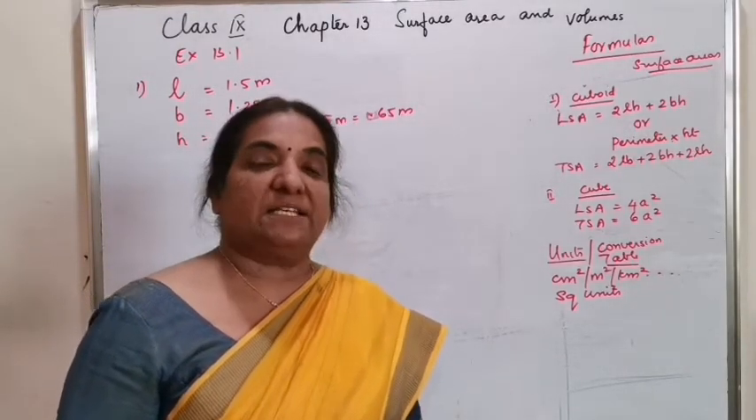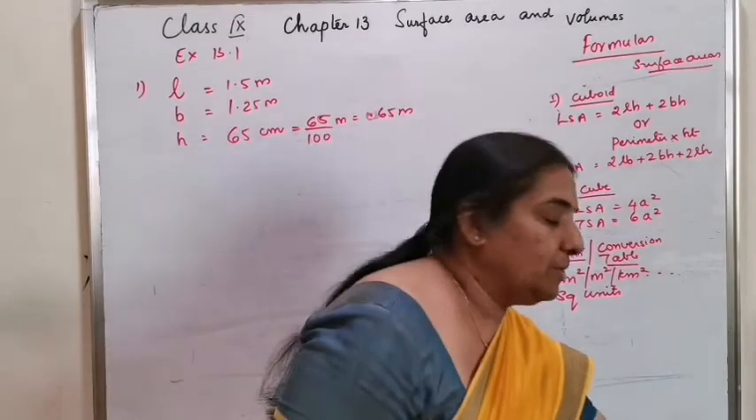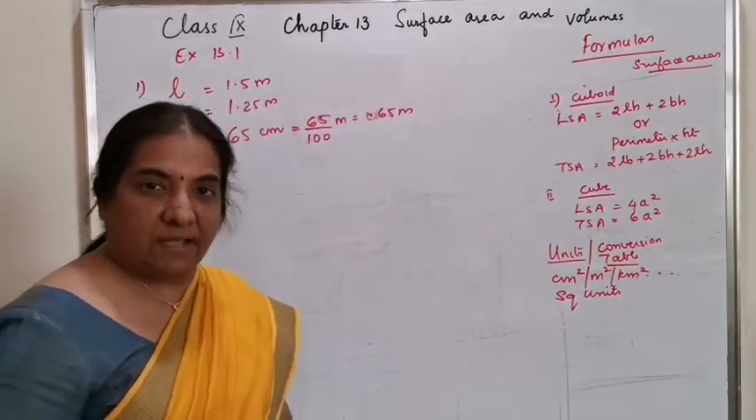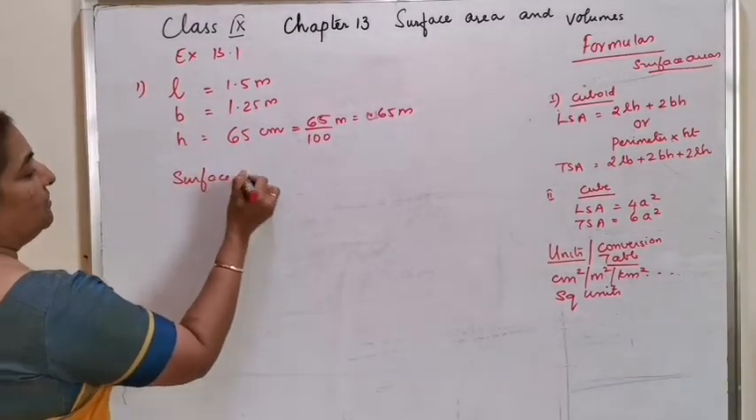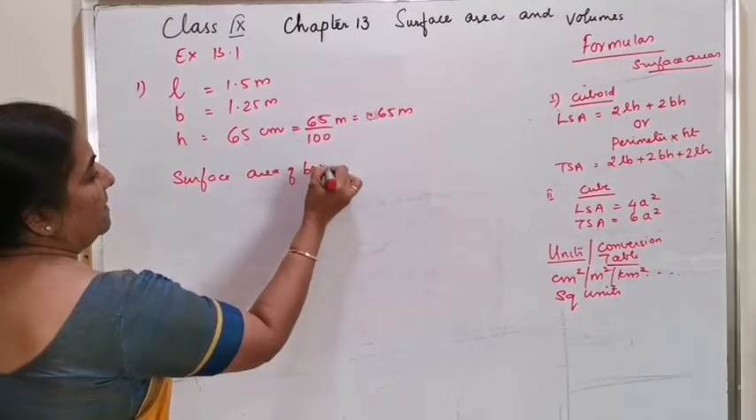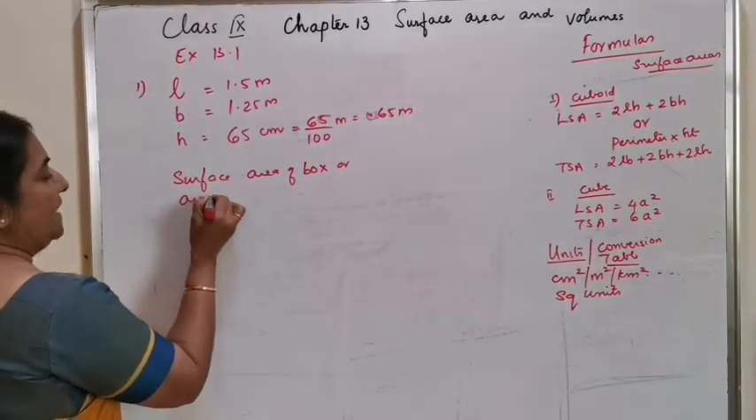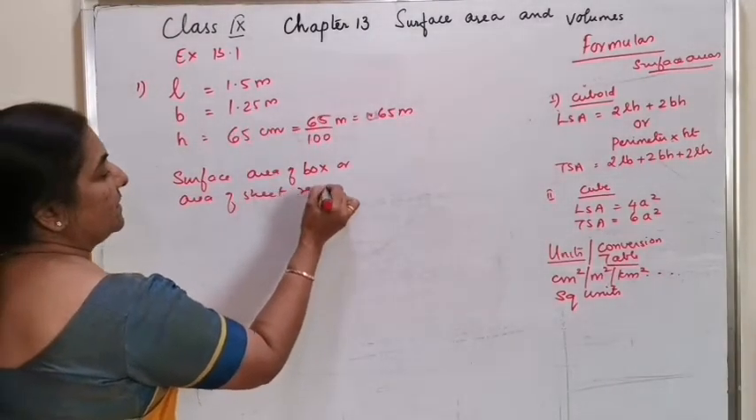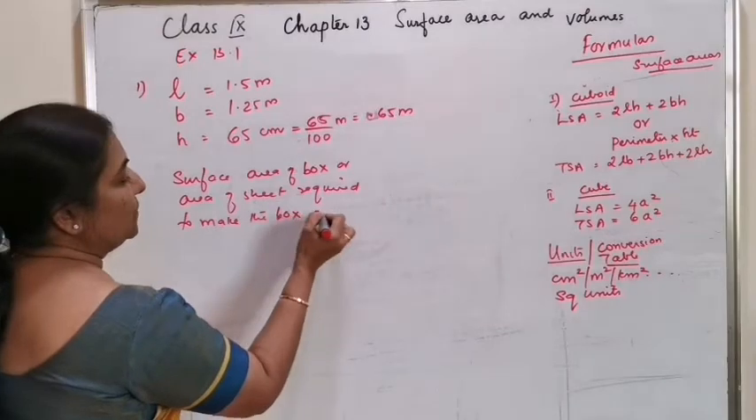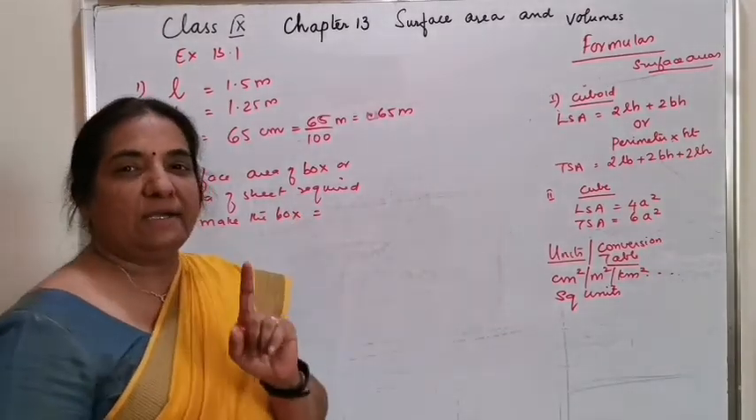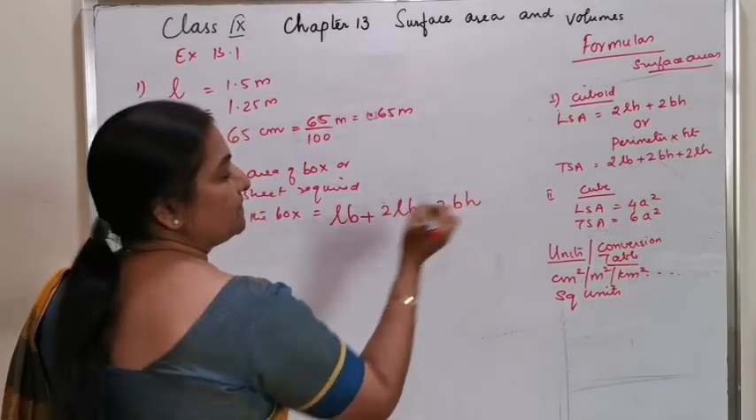Ignoring the thickness of the plastic sheet, determine the area of the sheet required for making the box. So, you cannot say the total surface area or lateral surface area. You have to use the word surface area of the box, or what is the area of sheet required? Area of sheet required to make the box is equal to, instead of 2LB, you have to take only the base. That means LB plus 2LH plus 2BH.